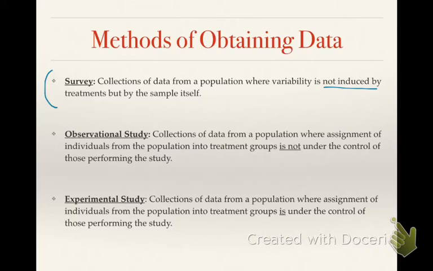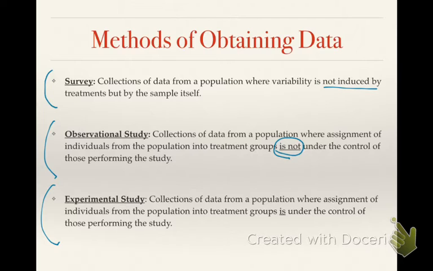An observational study and an experimental study are very similar to each other. The difference between these two studies is that in observation, the people from the population are not under the control of those performing the study. The assignment into treatment groups is not under the control. So you're looking at something that already occurred, and you're kind of separating them into different groups, just to see what kind of results you can get from different groups. You have no hand in the situation. You're just basically observing the data.